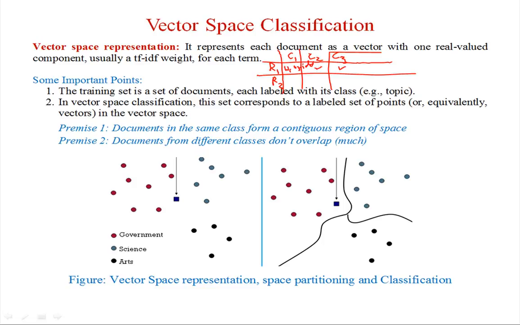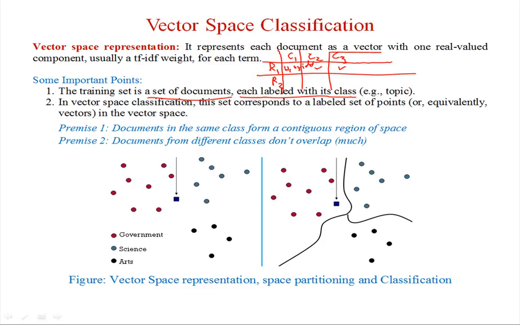Now we will go through some important points, like the training set. Earlier, document clustering was an unsupervised kind of algorithm which does not require prior information of any kind, but classification is a supervised algorithm. Here we use some information, like a set of documents with their label or class.